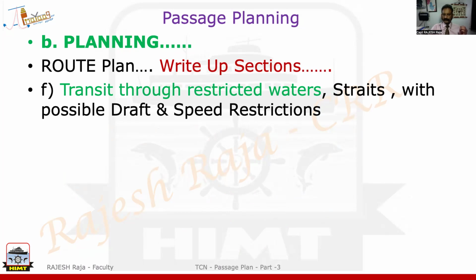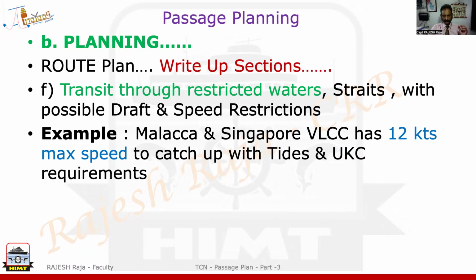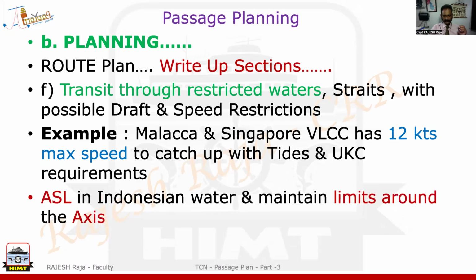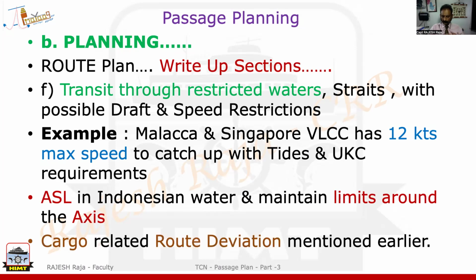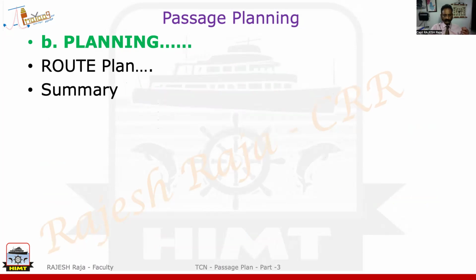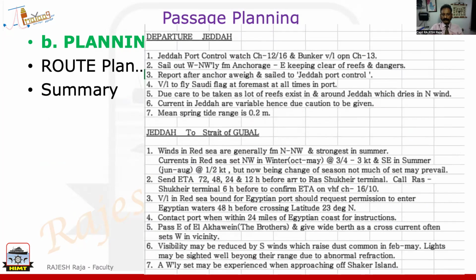If you are transiting restricted waters like straits, you may have speed restrictions. For example, for a VLCC in Malacca and Singapore, they ask you to maintain 12 knots to catch up with the tides for UKC. In an archipelagic sea lane, please limit the cross-track error from the axis of the ASL. Any cargo-related route deviations, I've already mentioned this earlier. You might find this in your ship's routing, so you might have to deviate because of the cargo. Please see a sample of this summary.